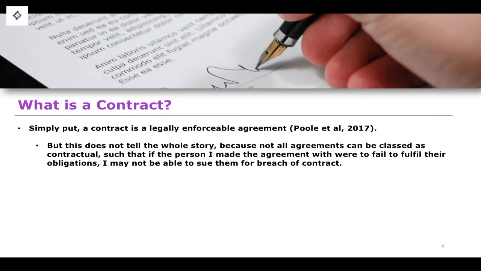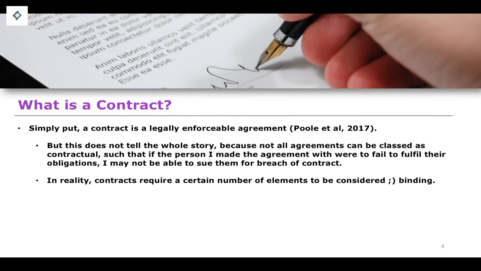So not all agreements can be classed as a contract. If a person that I have an agreement with were to fail in their obligations, that does not automatically mean that I can sue them for breach of contract. The question of whether or not a contract is present requires more than this simple definition. Given that contracts require a number of different elements to be considered binding, we have to think about what these different elements are.